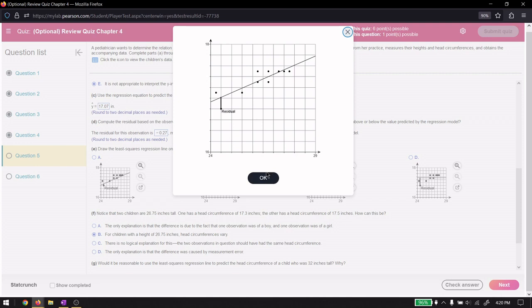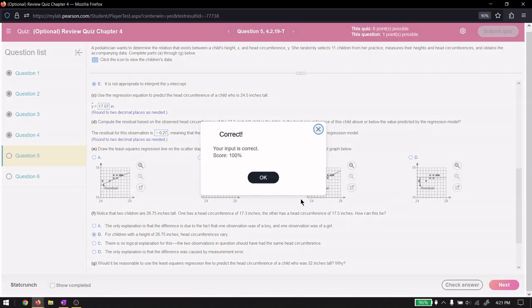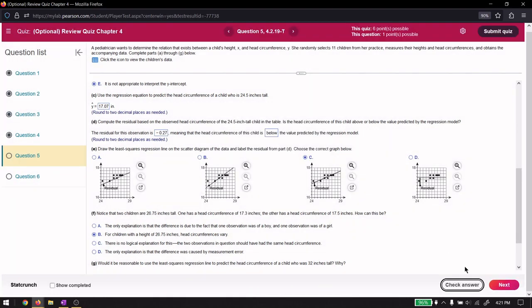It's still calculated the same way. You still do the difference there. I just did it the wrong way. I was thinking about the sum of square residuals. That's why I didn't think about the negative or positive. But if we check that answer, we now have 100%. Okay, moving on to the last problem.